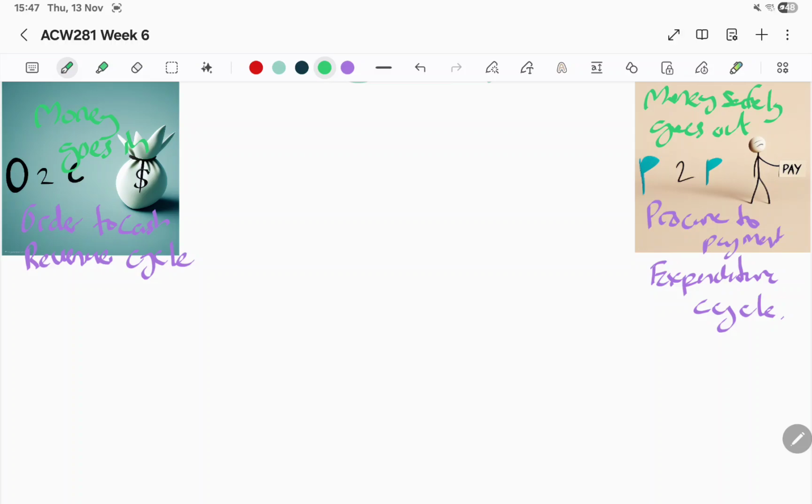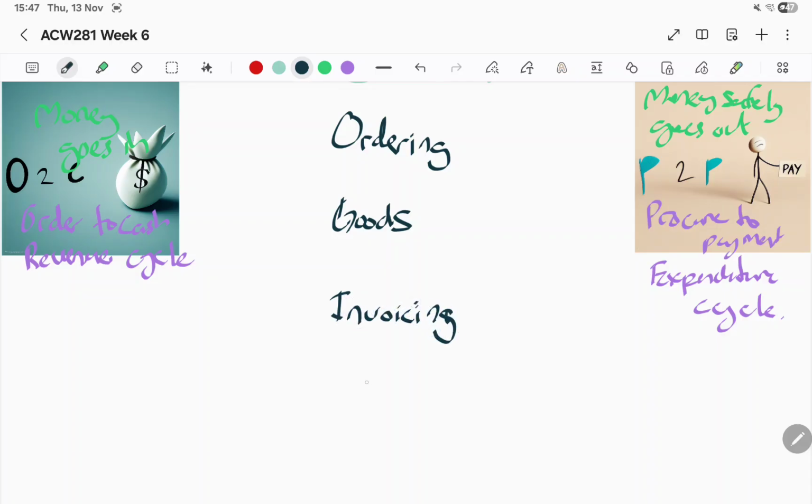And over here, you can see that they are quite related because they go through similar stages. We can start from here with ordering. We have either goods, and then we have invoicing, and then we have the payments, and then in a later case, you can have the reports.